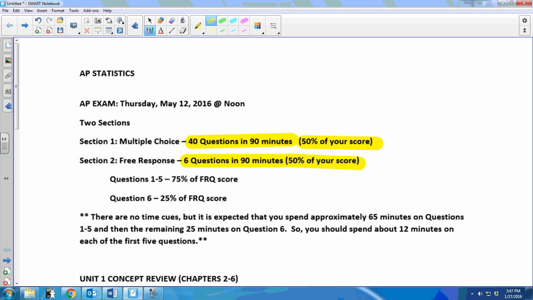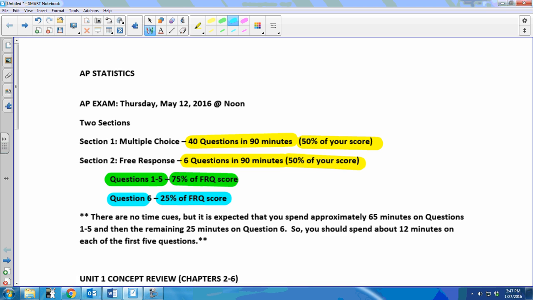But the free response is a little bit different. Now 6 questions in 90 minutes I think is manageable. You need to answer questions 1 through 5 for 75% of that section score, and then question 6 for 25% of your score of that section. Here's why. Questions 1 through 5 are definitely concept-based. You should be able to read the question, know what to do, make a plan, write the answer, move on. There's nothing new or different about those questions. You've seen those, we've done them in class.